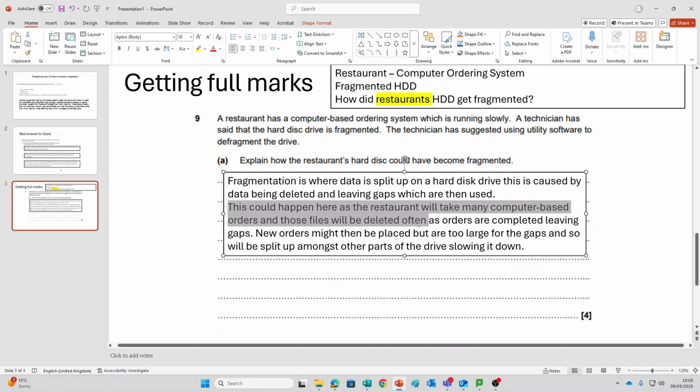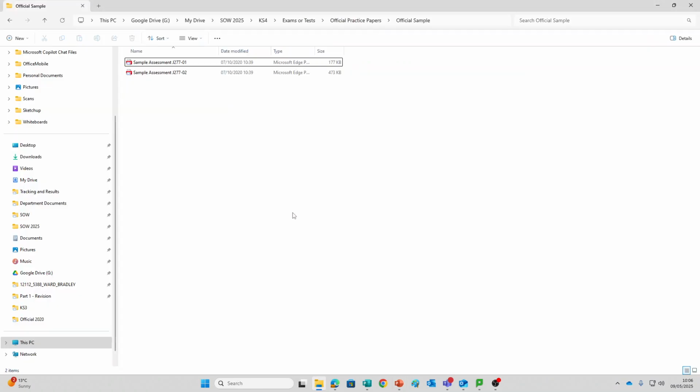I talked about orders, which will then be deleted as orders are completed, leaving gaps. That's 1 mark. New orders might then be placed. That's apparently 2 marks, but are too large for the gaps. That was their bigger than. That's 3 marks, and so will be split up amongst the other parts of the drive, slowing it down. That's the other marks there.